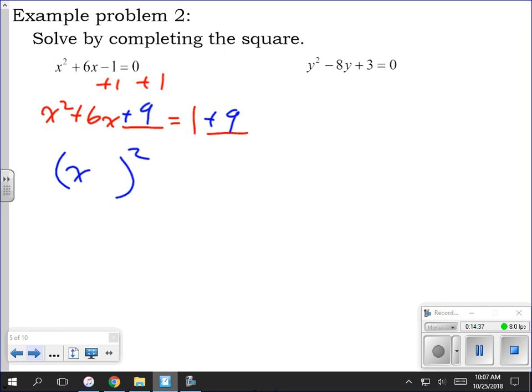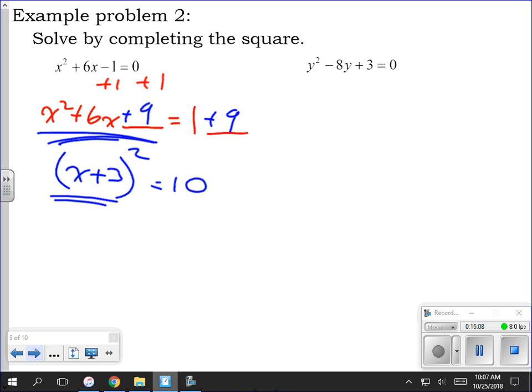So what do I have down here? Half of this is what I put in. The number I squared is what I have here. What's half of 6? 3. X plus 3 squared. This and this are the same thing. They're just written differently. Equals 10. Complete the square. Rewrite it as a square.